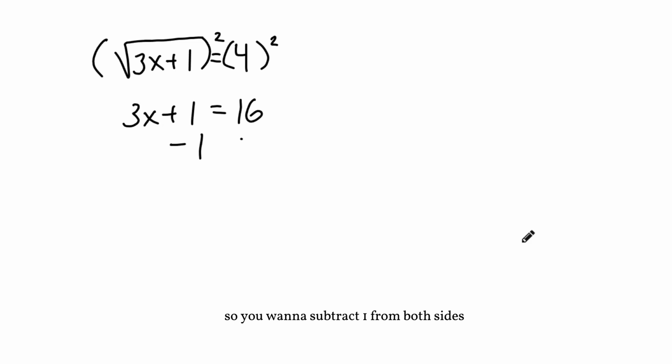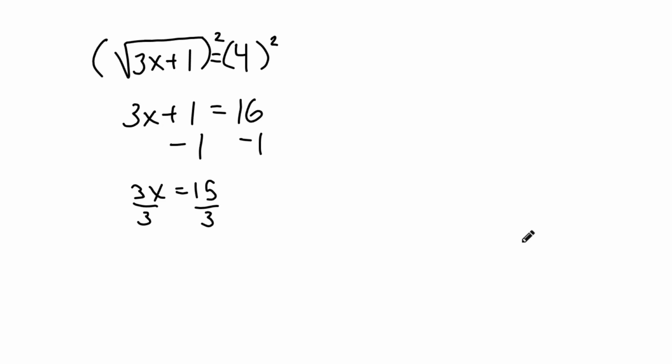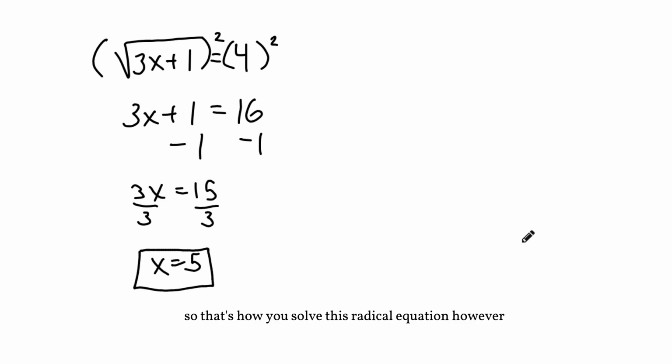So we want to subtract 1 from both sides. We'll get 3x equals 15. And if we divide by 3 on both sides, we'll get x equals 5. So that's how you solve this radical equation.